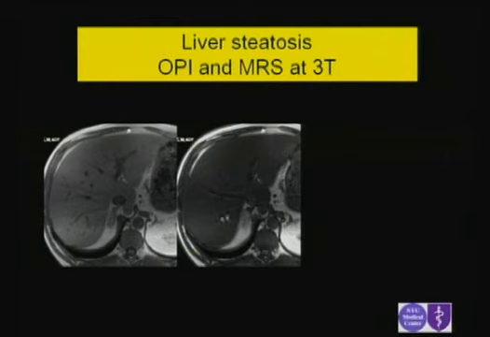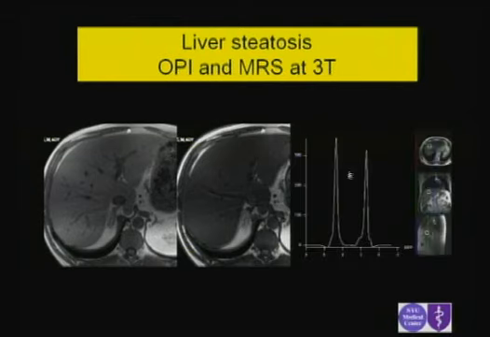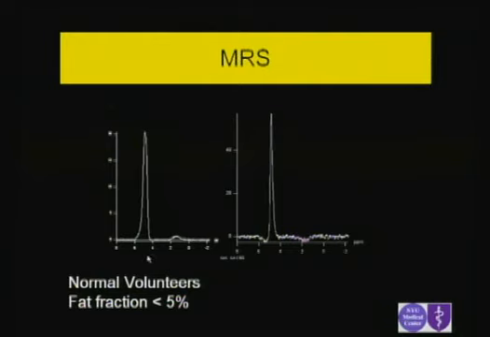This is a recent case we had at 3T where you see a diffuse signal drop on the opposed phase and the corresponding spectroscopic image showing you equal amounts of fat and water. This is the fat peak and this is the water peak. And you can quantify the fat fraction easily using this technology. Normal volunteers, including myself, have no fat in the liver, which is good. There's usually less than 5% fat in normal volunteers.